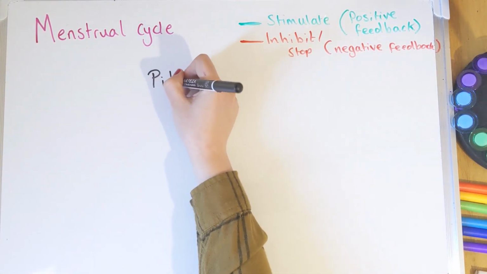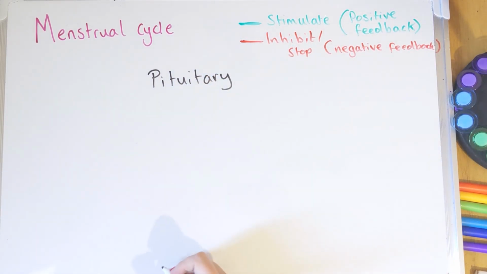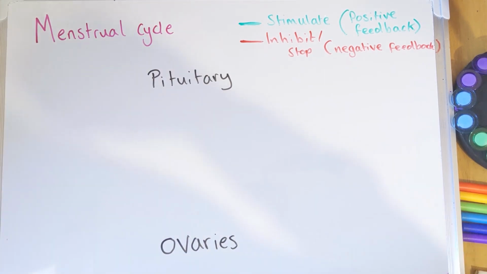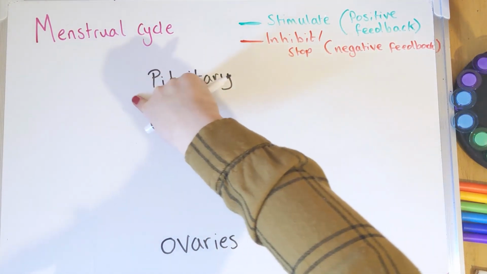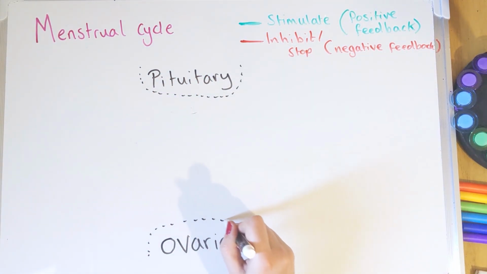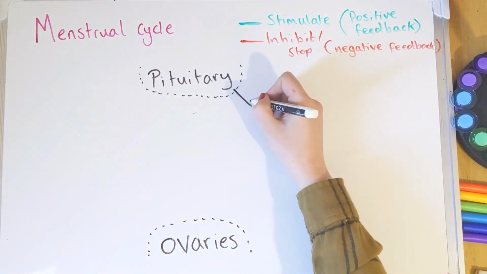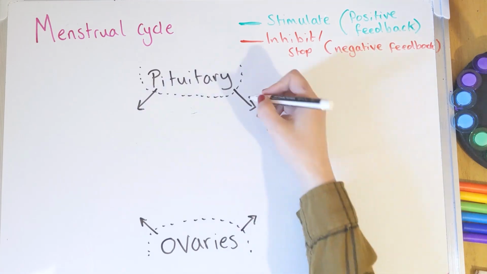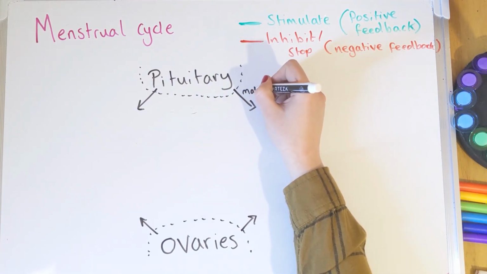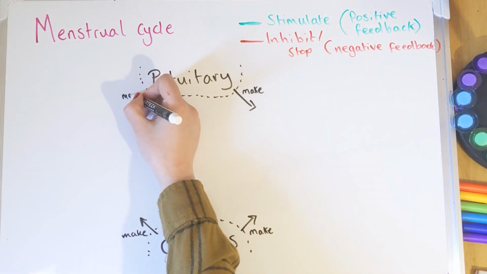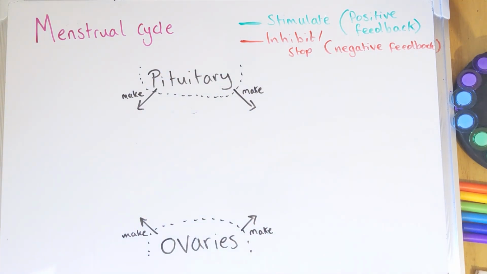The main parts of the menstrual cycle that you need to be familiar with are the pituitary gland and the ovaries. The pituitary gland makes FSH and LH, whereas the ovaries make estrogen and progesterone. The arrows are showing how these different hormones interact, and if you're especially doing higher tier, you'll have to be really aware of how these hormones all interact with one another, rather than just knowing what they are and what they do for foundation tier.